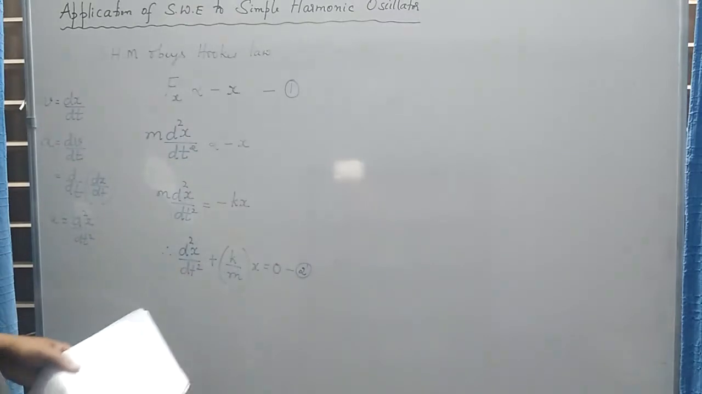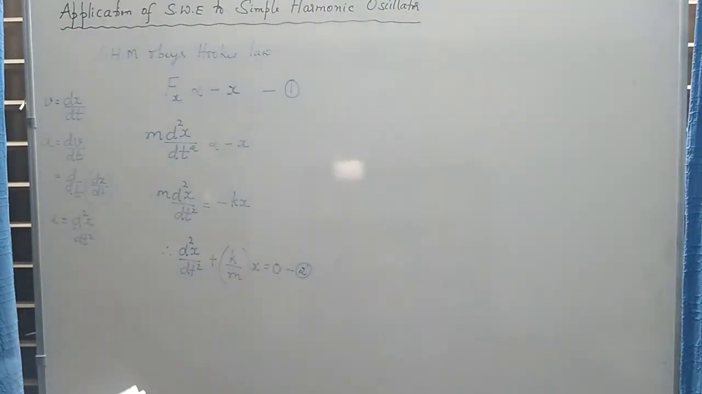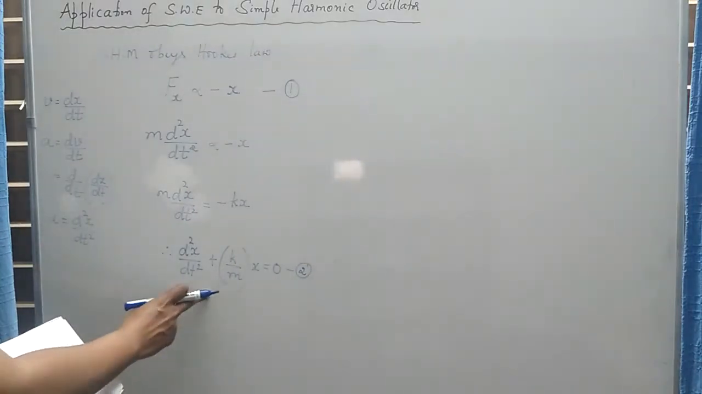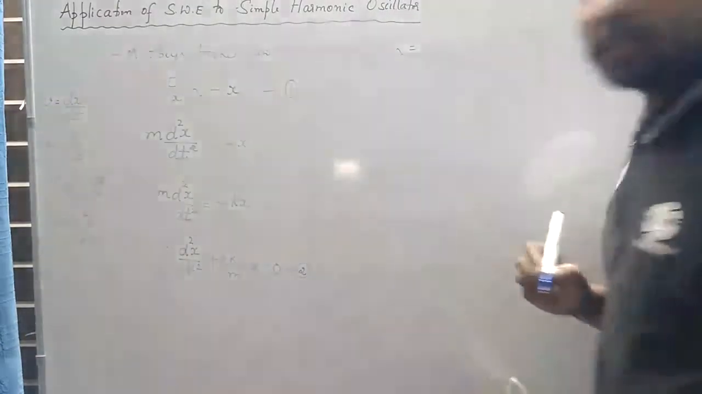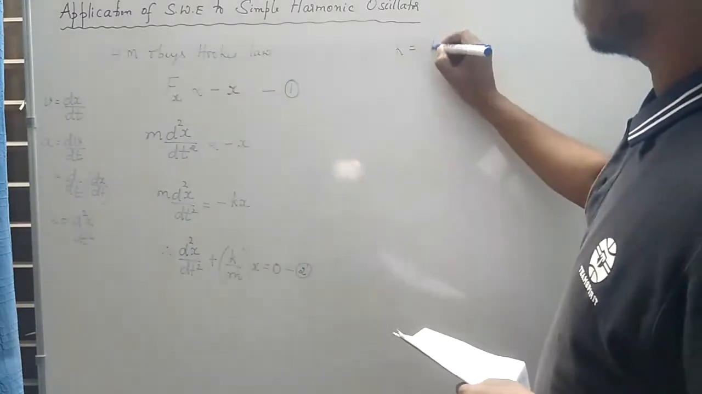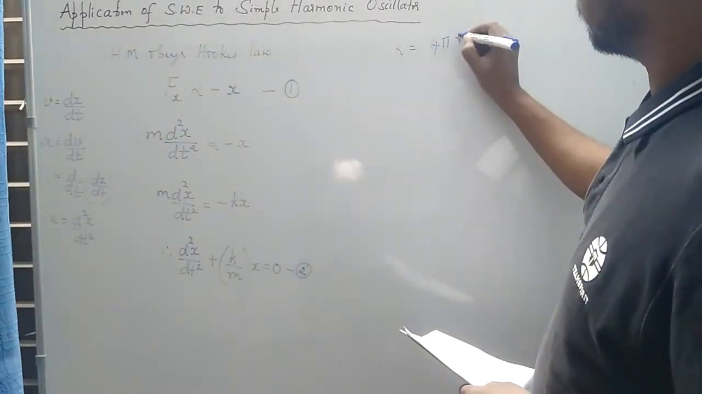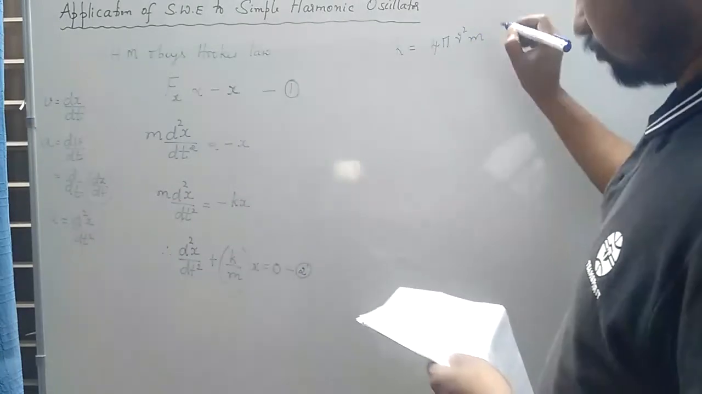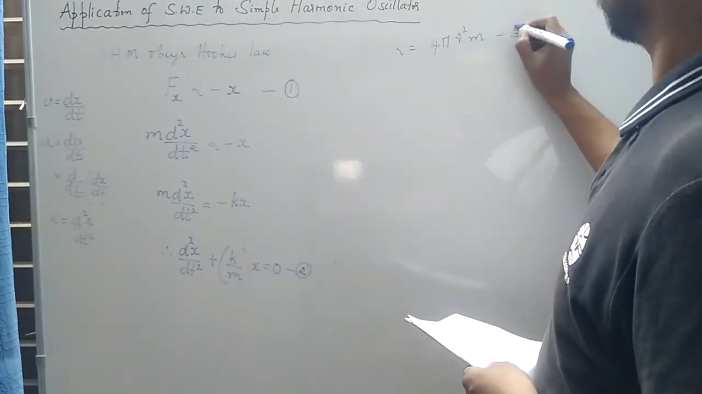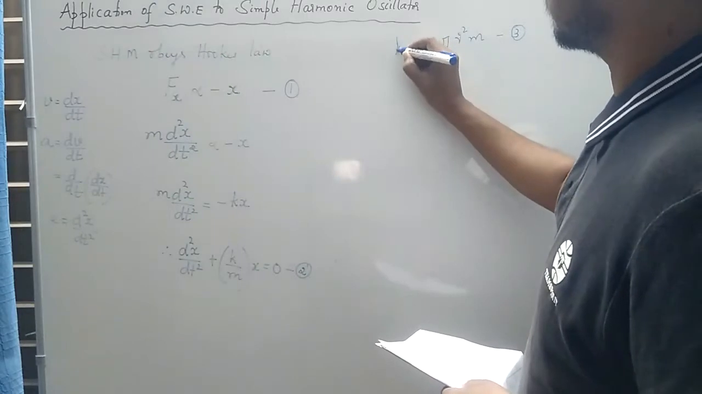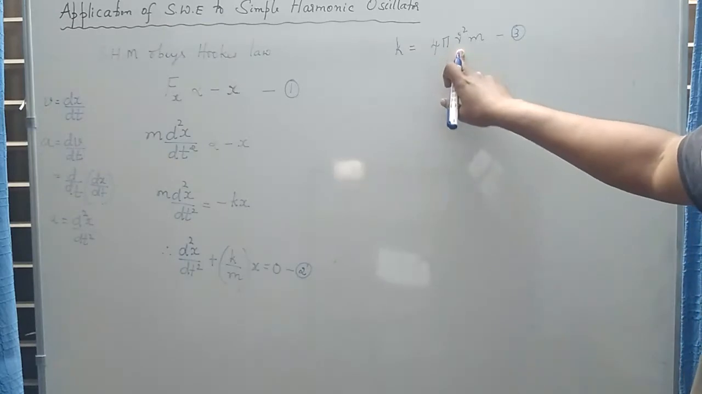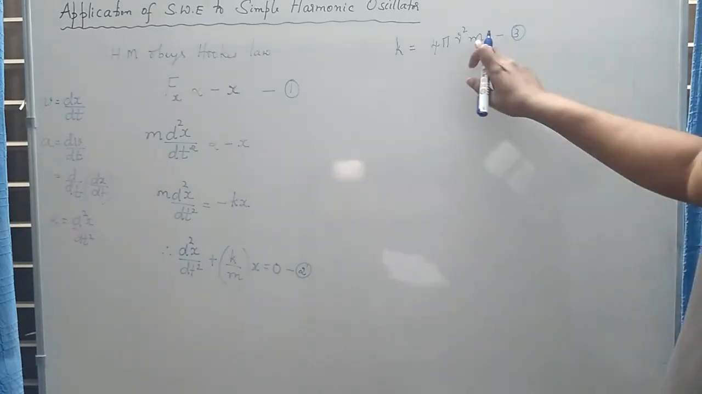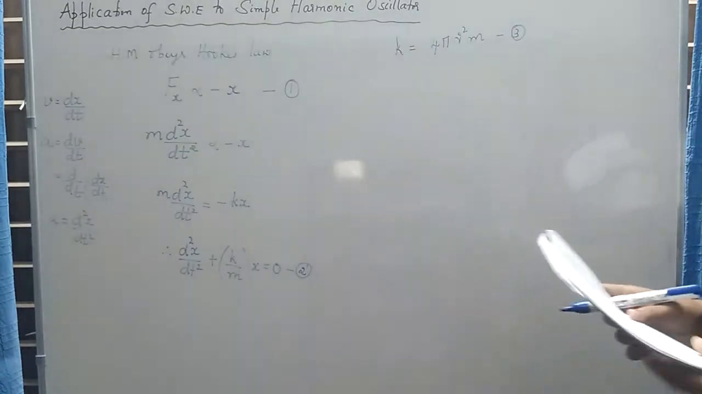This is a very simple differential equation which can be solved in a straightforward manner, which we need not solve here. Once we solve this differential equation, it can be observed that the force constant k turns out to be k equal to 4 pi square nu square m. This is the expression for the force constant, where nu is the frequency of vibration and m is the mass of the particle.